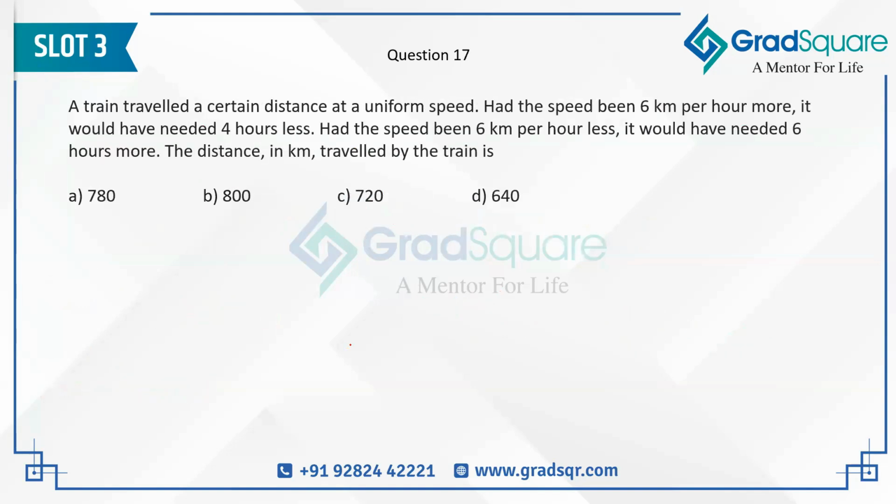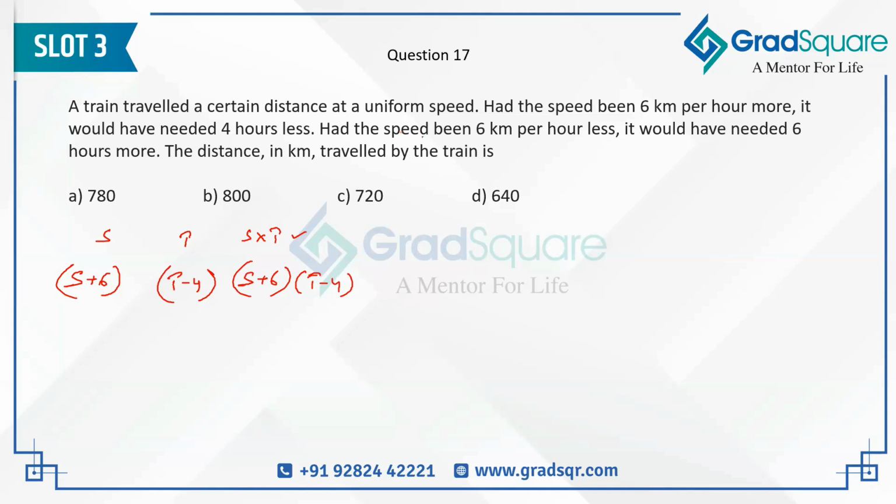Let's have a look at 17th. The train traveled a certain distance at a uniform speed. So let's say suppose the speed was s, the time was t, so the distance will turn out to be s into t. This is a basic equation. Had the speed been 6 kilometers per hour more, so your speed turns out to be s plus 6. In that case, of course, when you have increased the speed, the time taken would be lesser. It needed 4 hours less, so it will be t minus 4. So if I multiply s plus 6 by t minus 4, I should be able to get the same distance, which was s into t originally, correct?